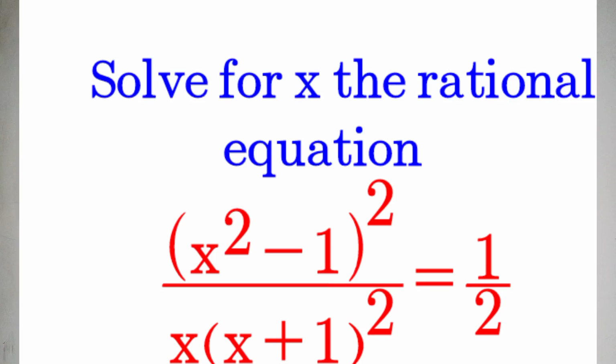Hi, today we look at this rational equation. We want to solve for x. The rational equation is (x² − 1) all squared divided by [x(x + 1)] all squared equals a half. We want to solve for the value of x. How do we do that?